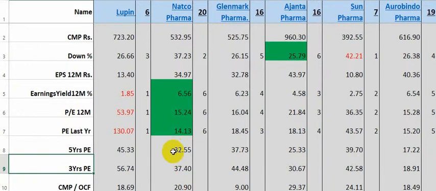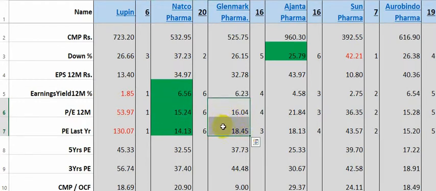Natco's price earning multiple was also very high since the last 5 years and 3 years, about 25 times. In the last 5 years, it was trading at 32 times its earnings, and 3 years at 37 times. And for the recent 2 years, that is 18, as well as the latest 12 months, the price earning is very attractive. Glenmark's price earnings were very high again, 37 times and 44 times, whereas the recent price earning multiple has become very attractive here as well.